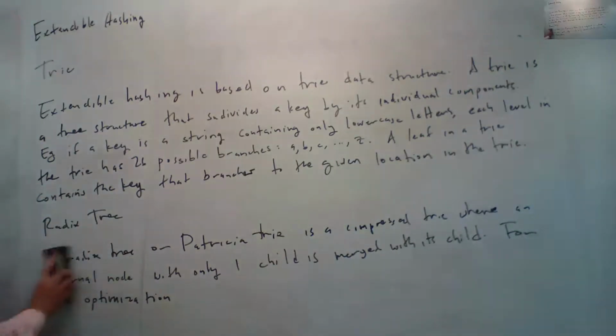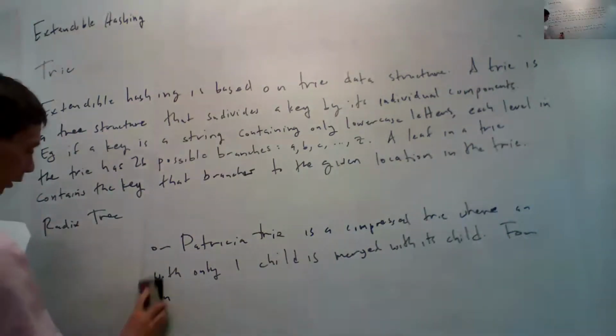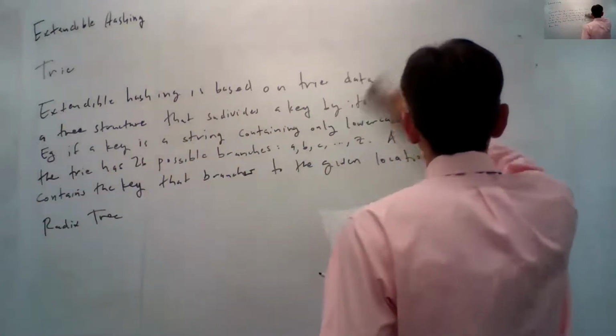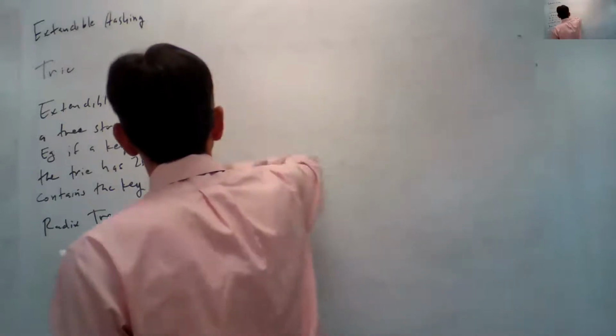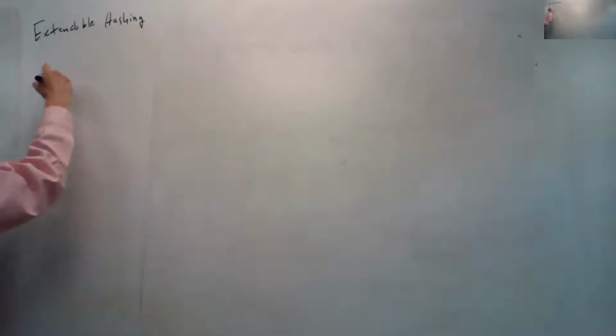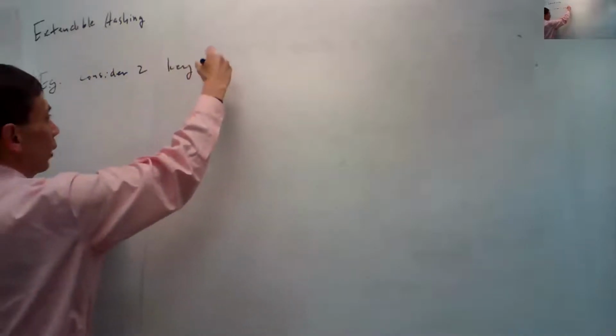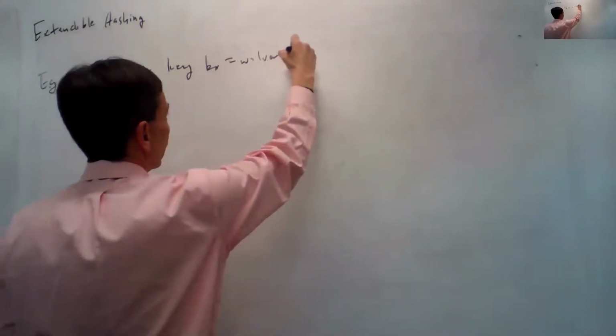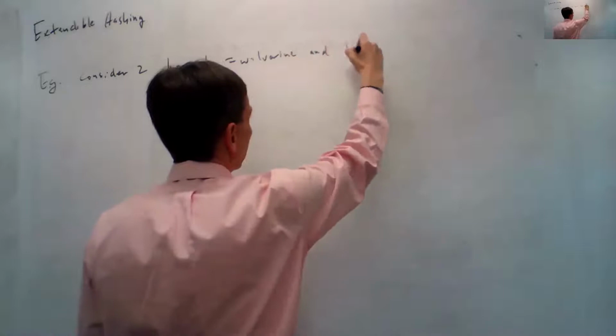So I'll just give you a quick example, and then we'll look at a Patricia trie for a set of animal names, so you can see what's going on. So as an example of just why we would want to shorten these, consider two keys, K0 equals Wolverine, and K1 equals Woodpecker.